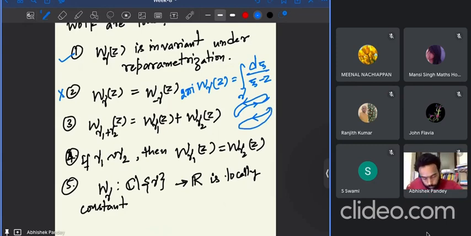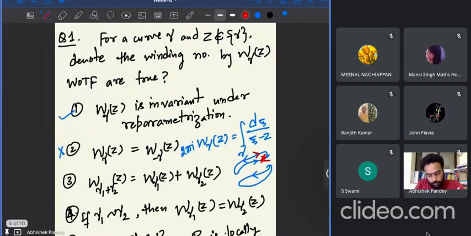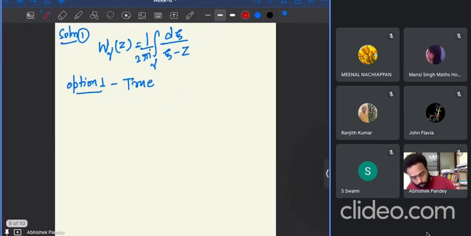Once we retrace this gamma in the backward direction, let us say like this, this integral will be with the minus sign. So here the minus sign will come. So option two is not true.